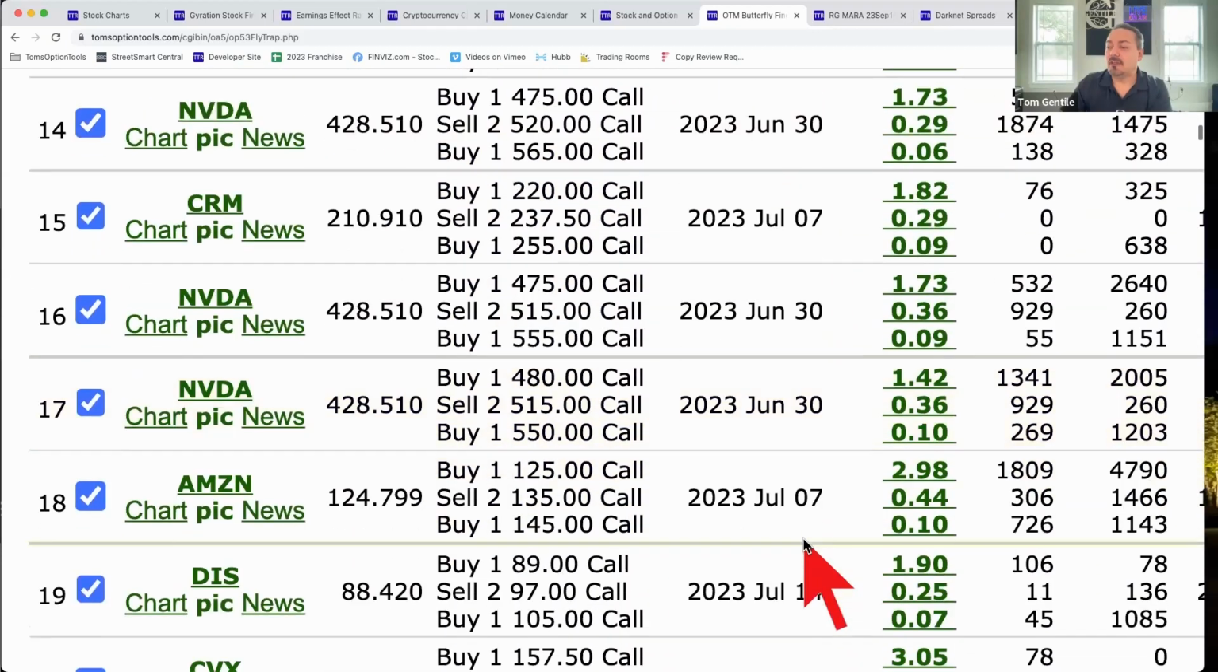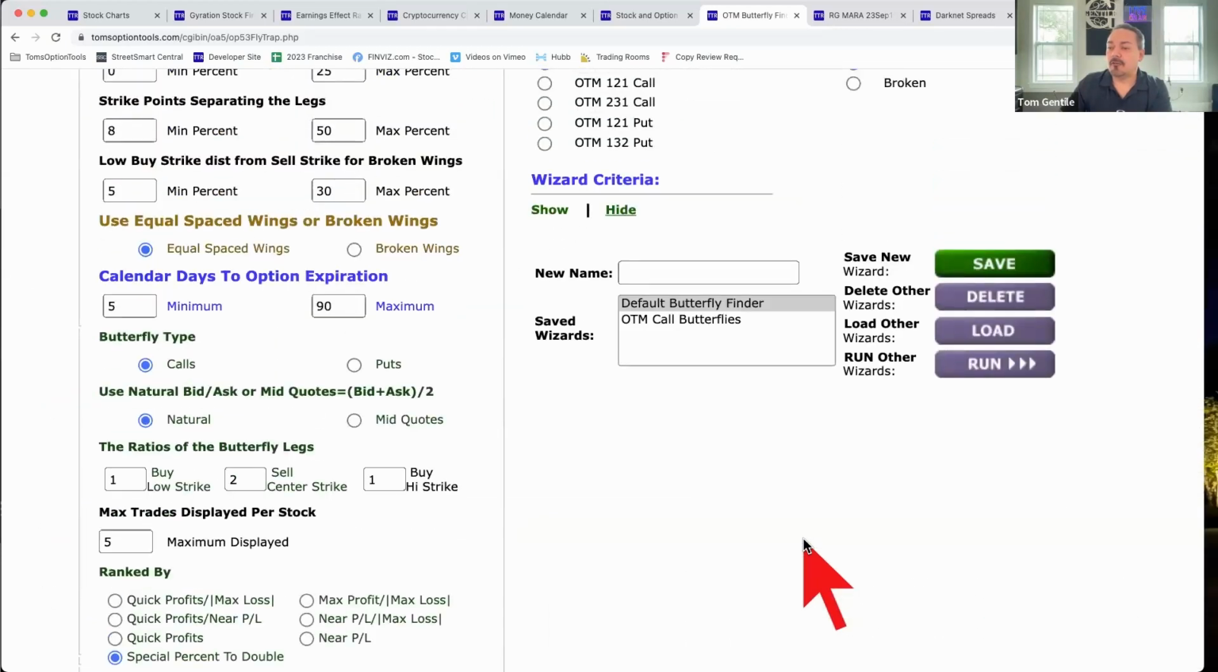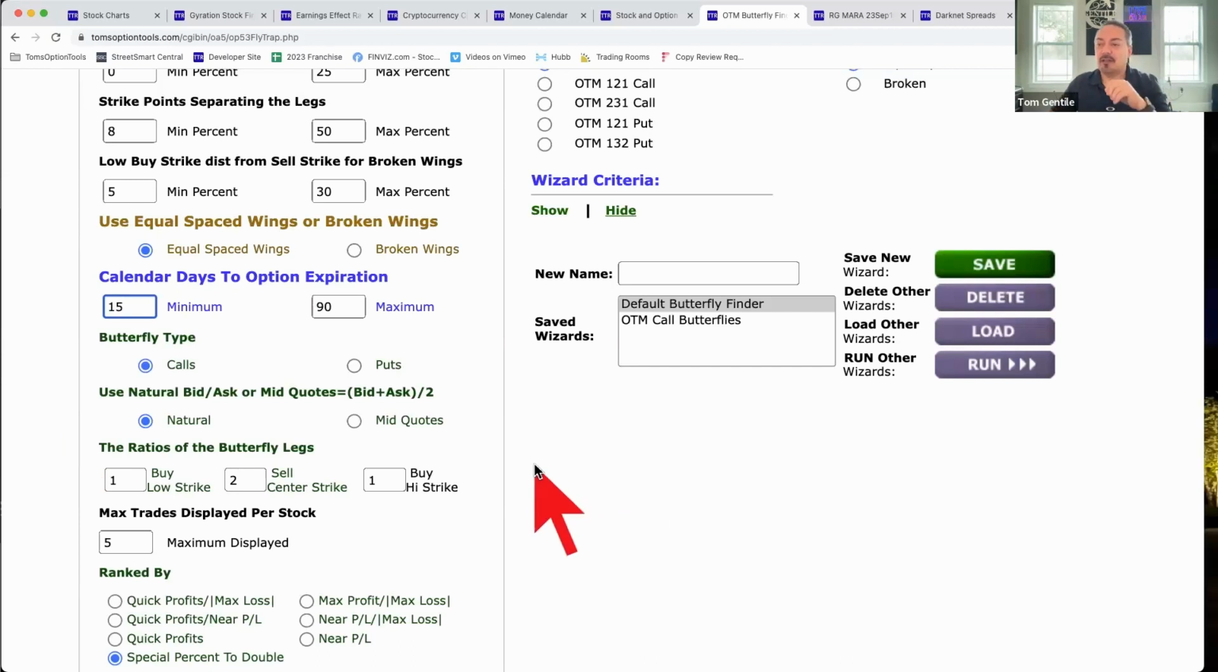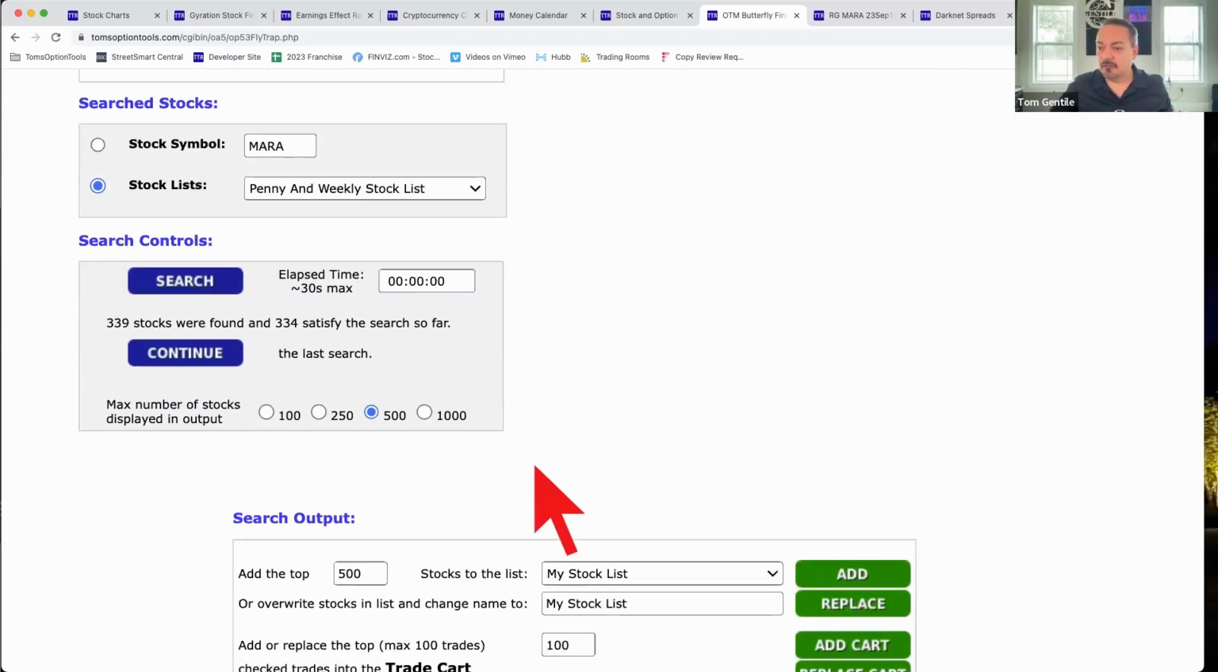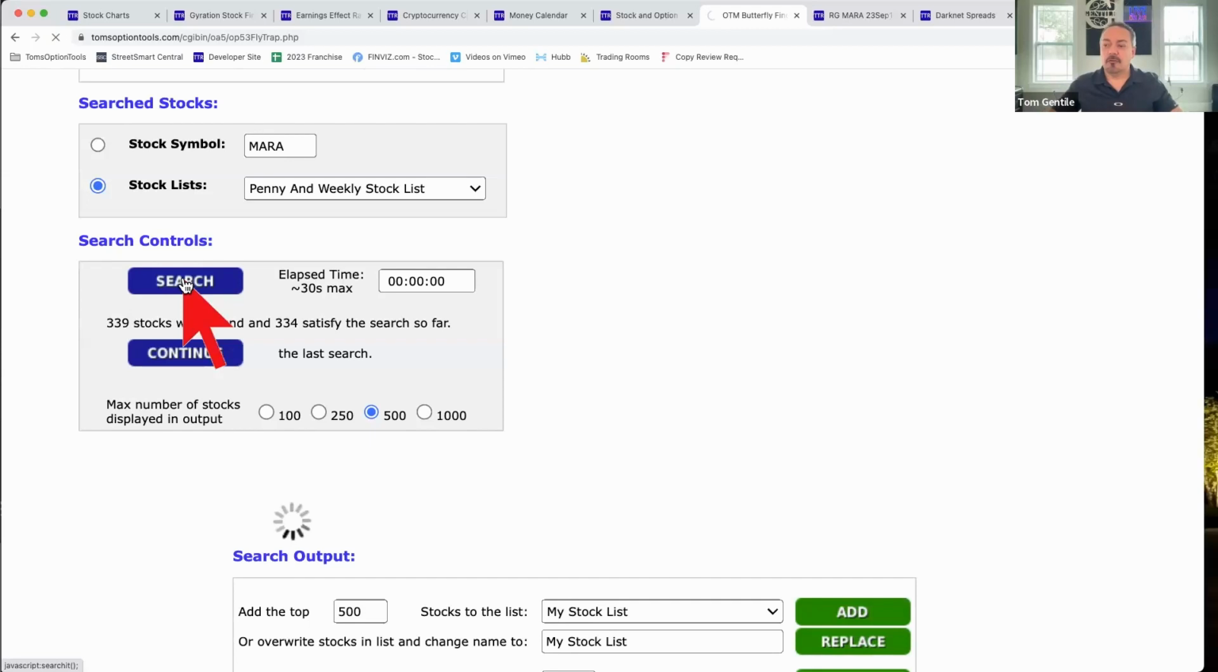I could change this within the parameters. I could go in and run that calendar day out and say, you know what, I don't want a 5-day minimum. I want to look at something that expires in, let's say, 15 days. That should push us out to the July options, 21 days will put us out to the July options. Let's run that again. We'll run the search, which gives us a little bit more time. What is it going to come up with? We'll find out in just a moment.